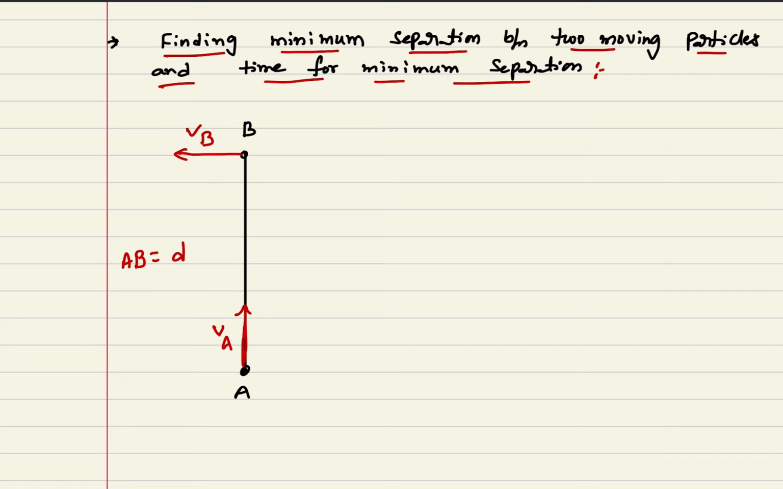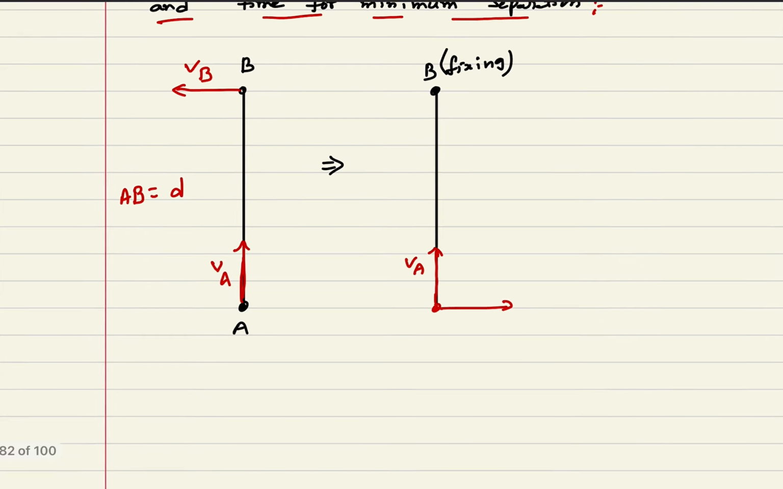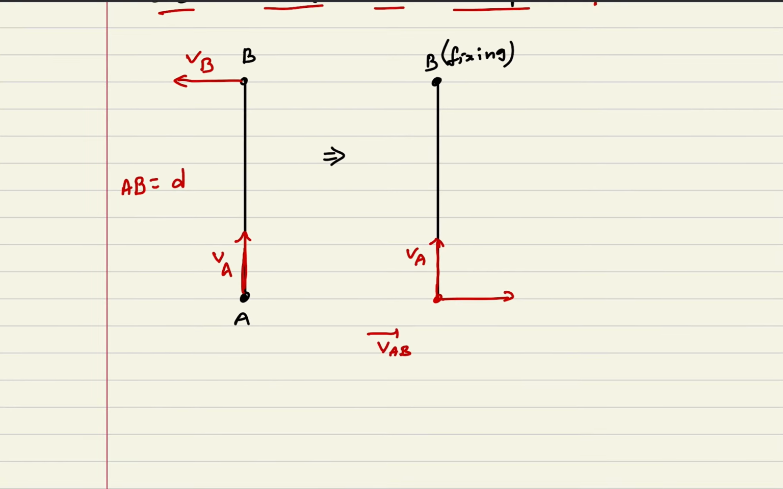If you want to calculate the minimum separation between the two particles, for that I am making this into a simpler diagram. See, I am fixing the B. Just I am observing the position of A with respect to B. Position of A with respect to B can be written as VAB bar equals VA bar minus VB bar. As VB bar is towards the left side, minus VB bar will be towards the right side.